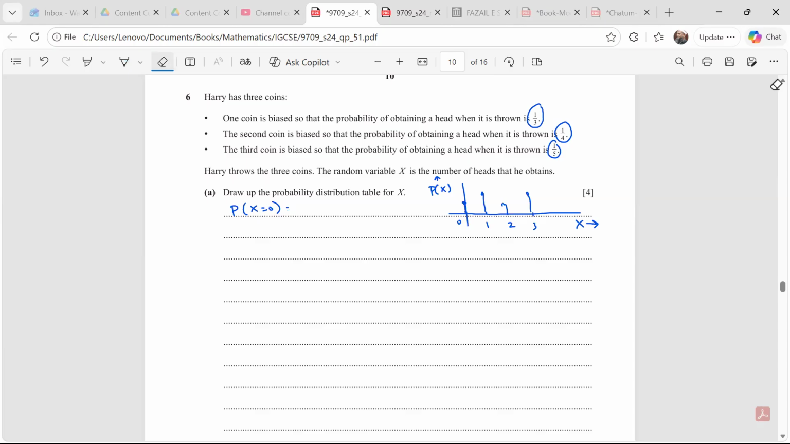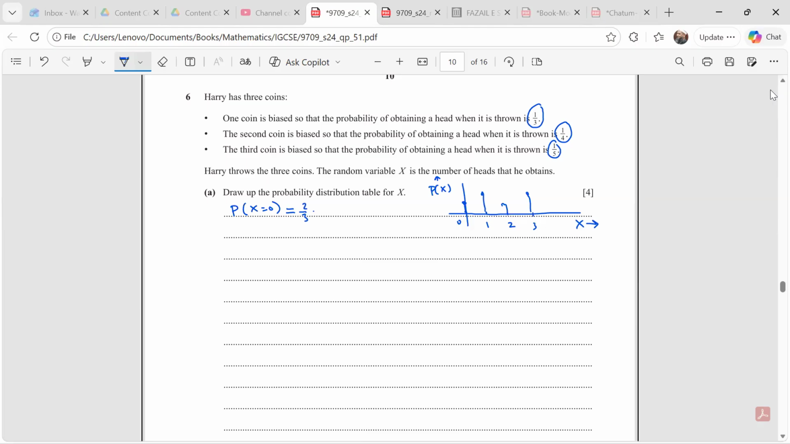What's the probability that x is 0, which means no head is shown? In the first coin, the probability of head is 1/3, so no head is 2/3. In the second coin, the probability of no head is 3/4. In the third one it is 4/5. Is it clear? So it simplifies to 2/5.